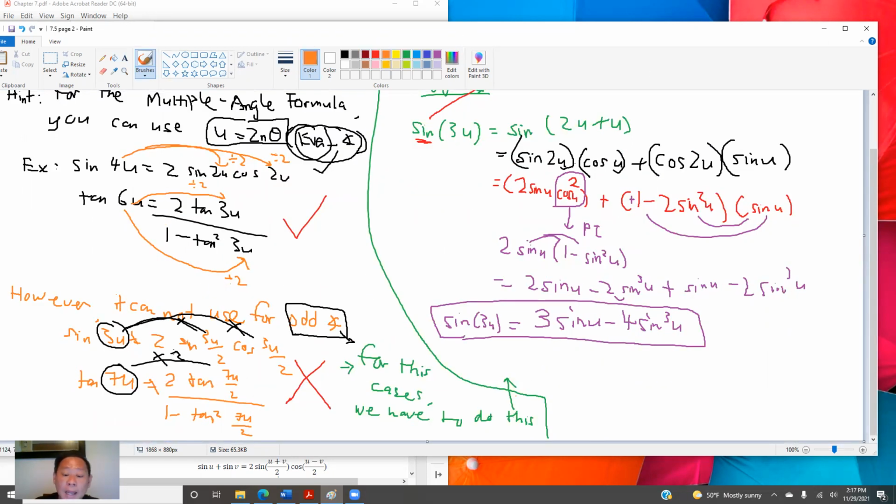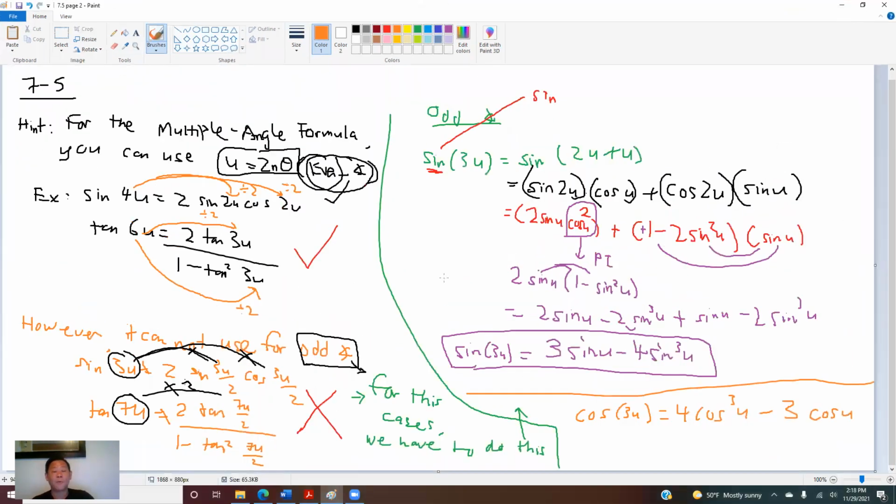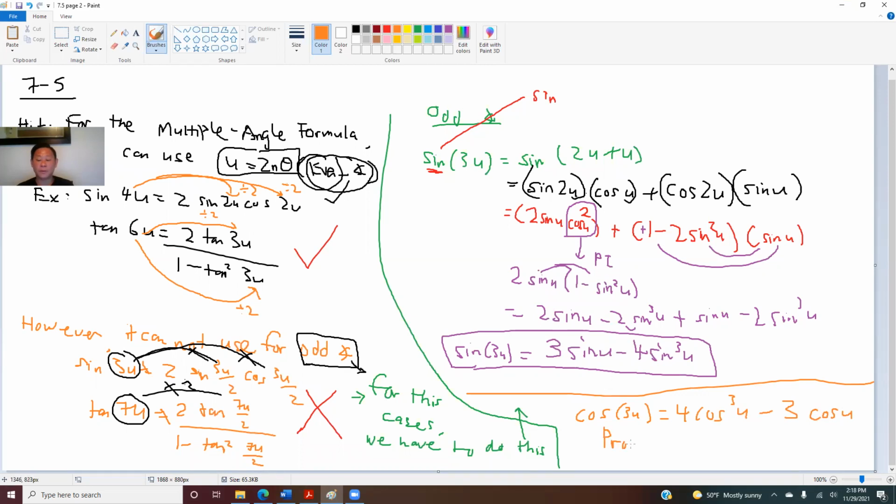So now I want you guys to use this example to prove that cosine 3u is 4 cosine cubed u minus 3 cosine u. I want you guys to prove this. This is something that you will get in my finals. So I want you guys to prove this identity for cosine 3u. This is very important. Okay, try to do this on your own. Again, this is very, very important.